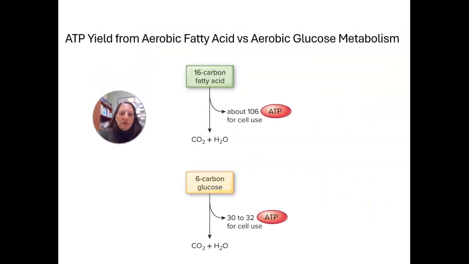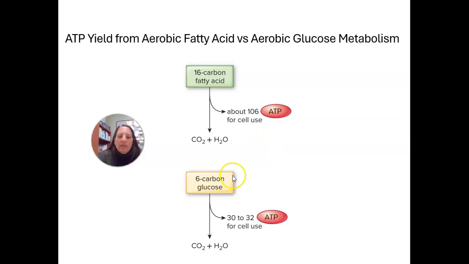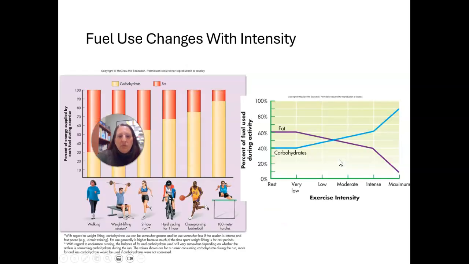Okay, so again, just to show you energy yield from glucose during aerobic respiration, we're going to get around 30 to 32 ATP molecules produced. For fatty acids, if you have a 16 carbon chain fatty acid, that's the length, right? Sometimes they're shorter, sometimes they're longer. You can get 106 ATP from a 16 carbon fatty acid. So again, a boatload more ATP produced. Okay, it just takes a little bit longer to break those down.